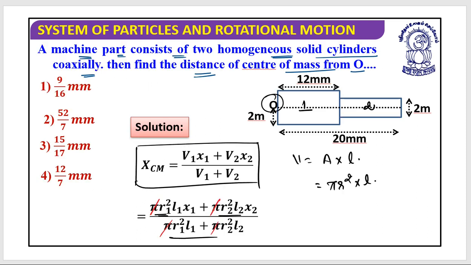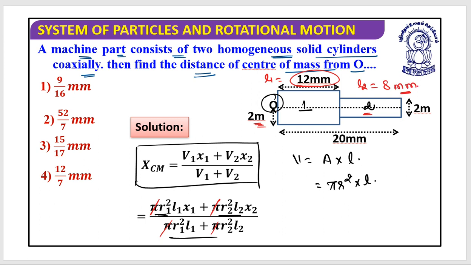Now they have given this data. So what I understand is that radius is given. This is my first system, as we discussed. This is my second system. The radius is given. Length is given. The length of this is 12 mm. The length of this is L1. This is L2. This total is 20 mm. This has covered 12 mm. So obviously it's 8 mm.